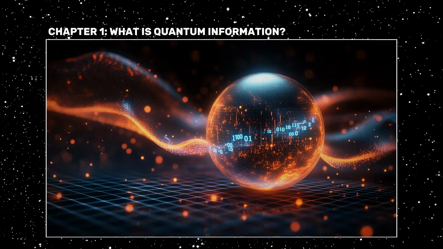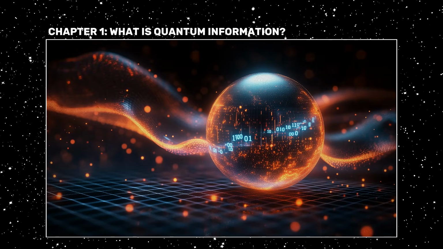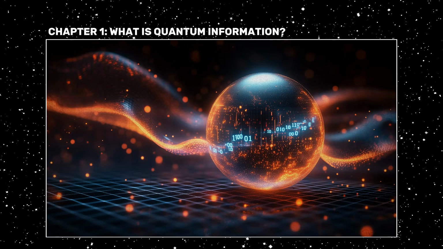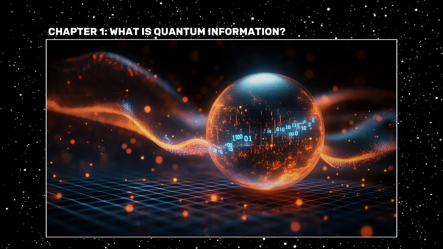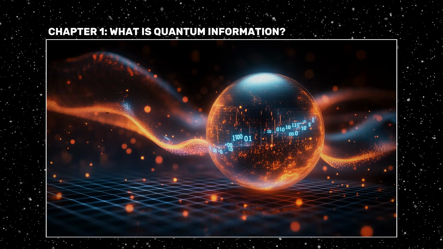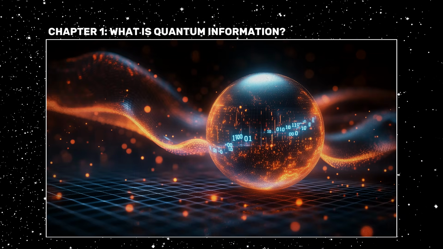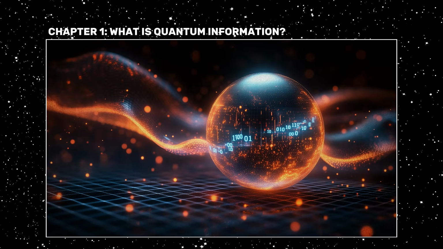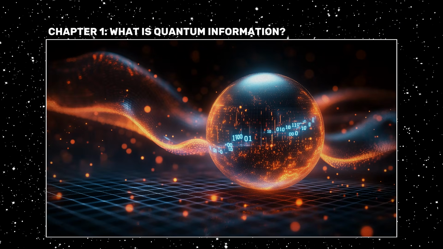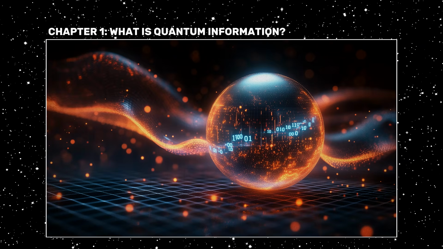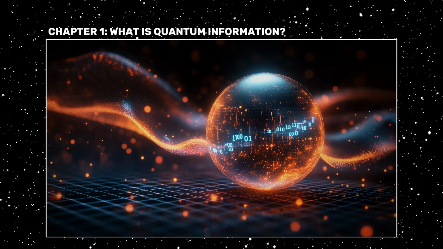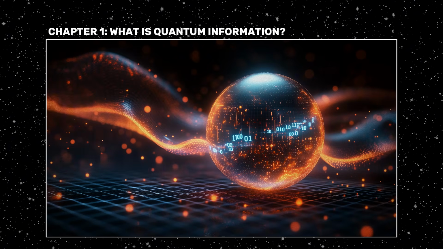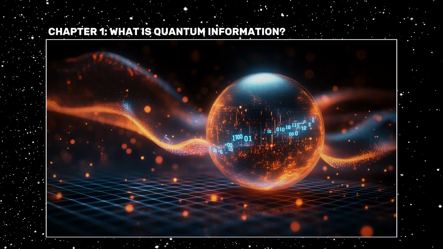Chapter 1. What is quantum information? Quantum information represents a revolutionary departure from classical notions of information, fundamentally reshaping our understanding of computation, communication, and the very nature of reality. Unlike classical information, which is based on bits that can exist in one of two discrete states, quantum information leverages the counterintuitive principles of quantum mechanics, superposition, entanglement, and coherence, to store, transmit, and process data in ways that classical theories cannot accommodate.